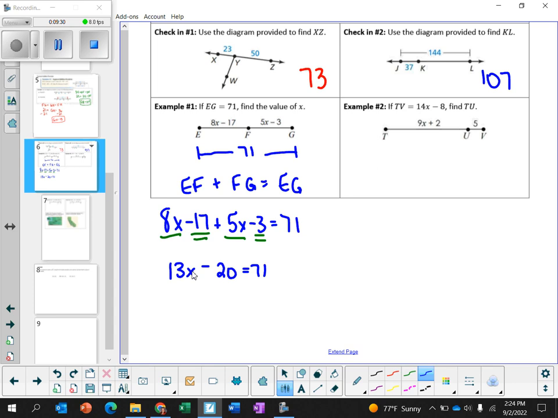All right, we're always going to take care of the number before we take care of the variable. There's just one variable, so I'm going to add 20 to both sides. Right, what we do to one, we do to both. And now 71 plus 20 is 91. Now to get x alone, it's being multiplied by 13, so the opposite of multiplication is division. So 91 divided by 13, x is 7.